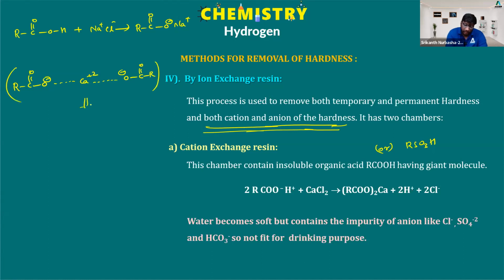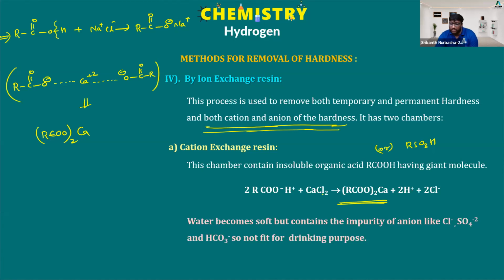This is nothing but (RCOO)2Ca. RC double bond O- will be reacting with CaCl2 to form (RCOO)2Ca plus 2H+ plus 2Cl-. Here this OH bond cleavage may be slightly weaker. That's why I have already cleaved the OH bond and formed the respective sodium salt of the carboxylic acid in the first step itself. If you treat the organic acid or RSO3H with NaCl first, you will form the respective sodium salt of the carboxylic acid.